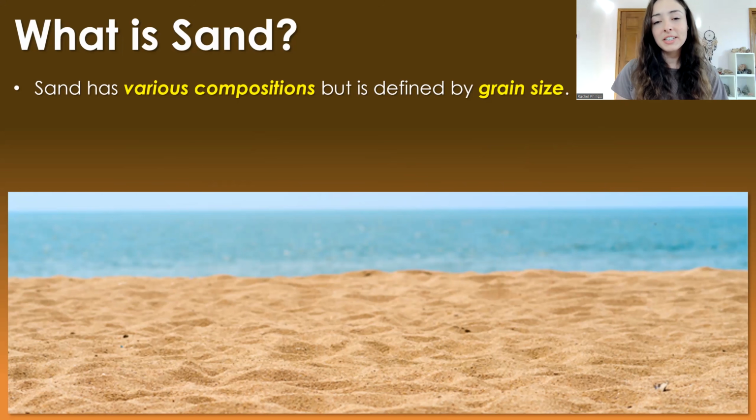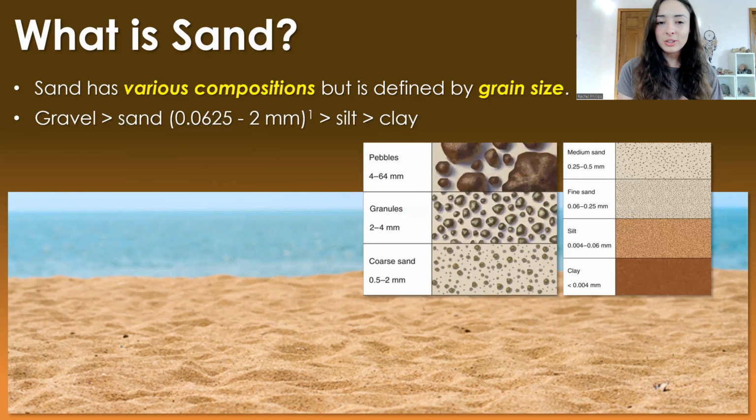Sand has various compositions, or what it's made up of, which is why there were so many colors on that title slide, but it's actually defined by grain size. Like I mentioned in a recent short I did, sand sits between the other grain sizes in geology, such as gravel, which is bigger than sand and can be broken out into granules, pebbles, boulders, all of that. And then below sand, there's silt and clay.